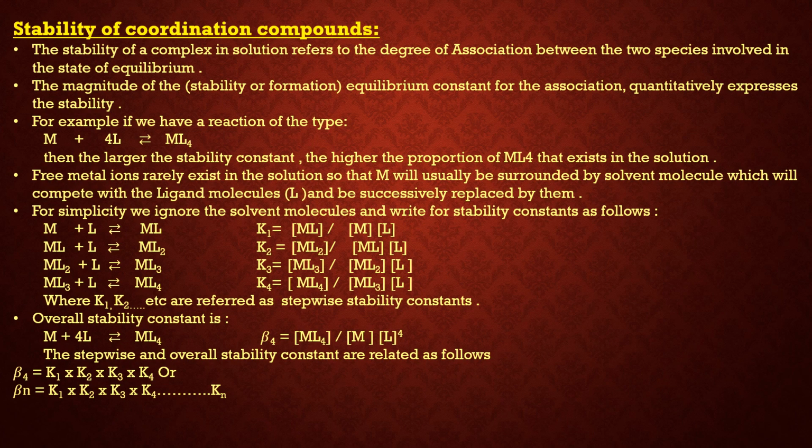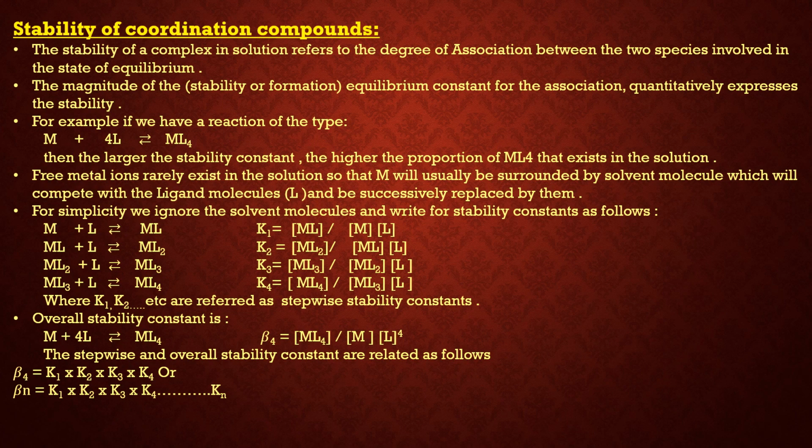In the third step, ML2 reacts with the third ligand to form ML3. And in the fourth, ML3 reacts with the fourth ligand to form ML4. Accordingly, the stability constants or the formation constants are given as K1, K2, K3 and K4. Now the overall stability constant of this reaction, that is M plus 4L gives ML4, is given by beta 4, equal to [ML4] divided by [M] and then [L] raised to power 4, because 4 ligands are present, so we keep it in the form of a power.